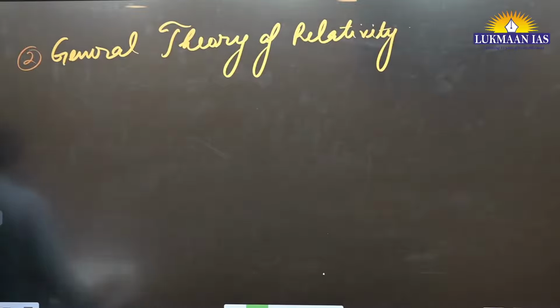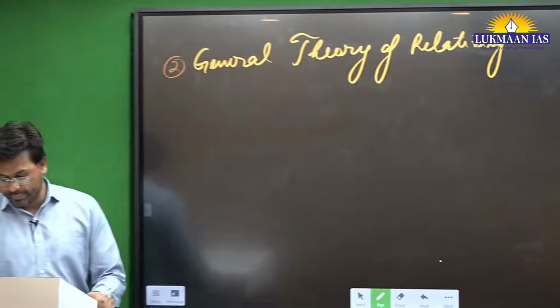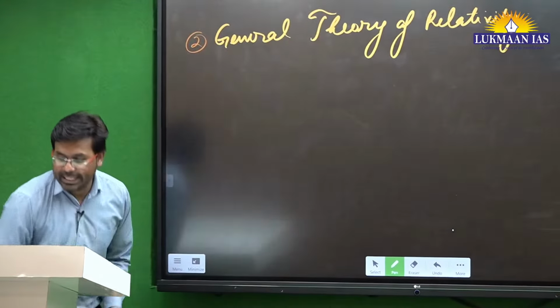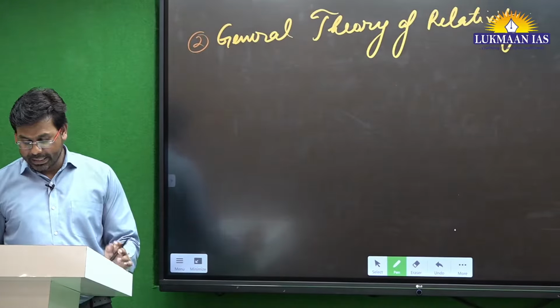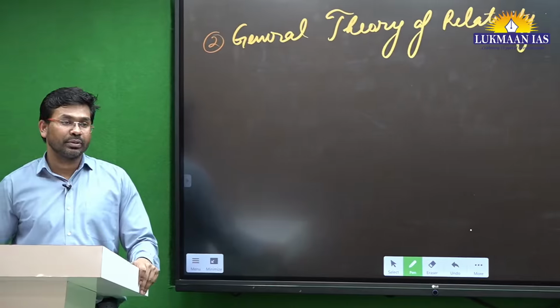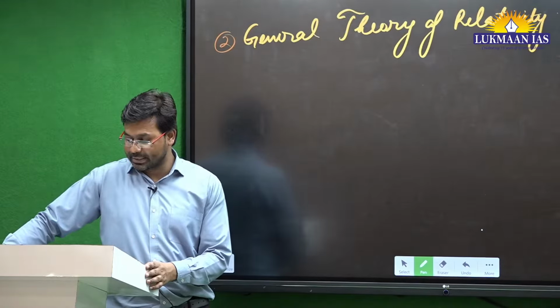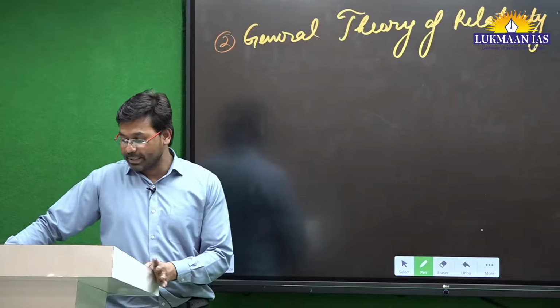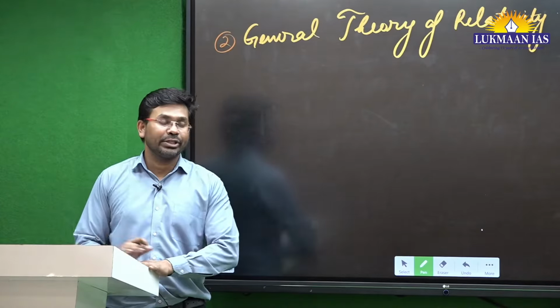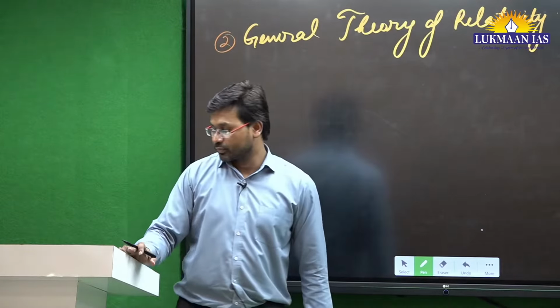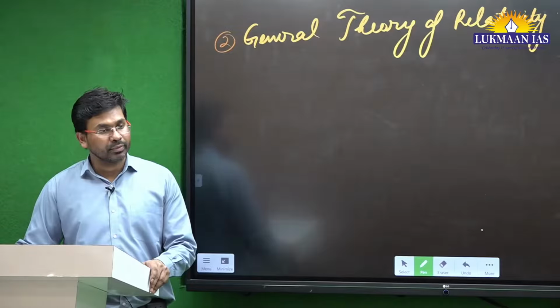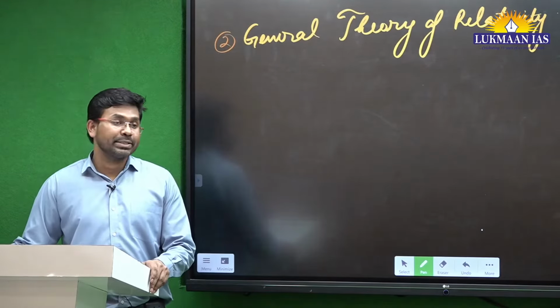Write down the next paragraph. The key concept in the general theory of relativity is the idea that gravity is not a force that acts between two massive objects, but rather a curvature of space and time, caused by the presence of massive objects.